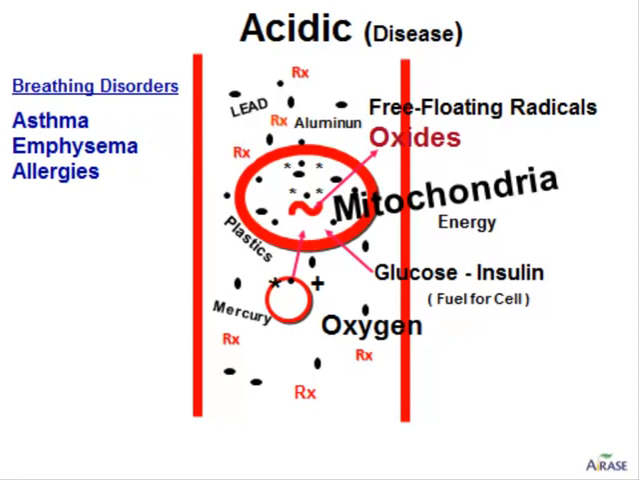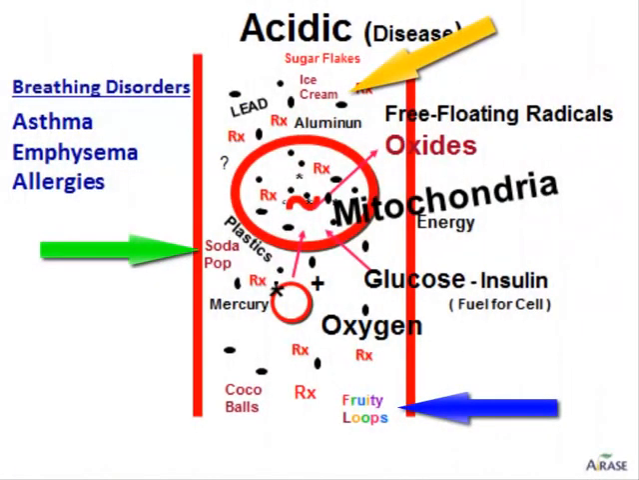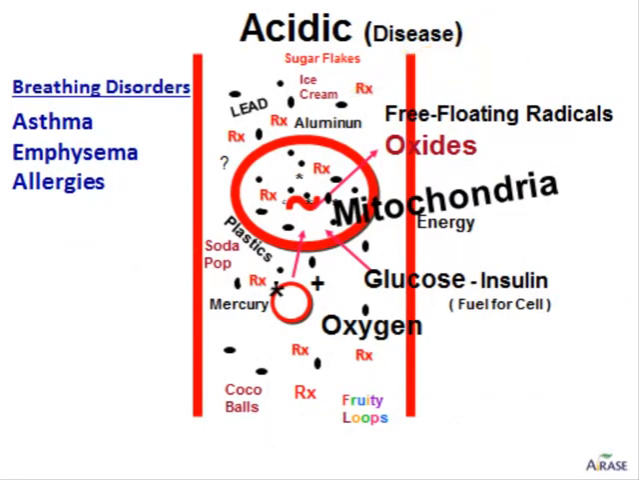But isn't little Johnny happy? In fact, he was so good at the doctor's office that Mama took Johnny to the grocery store and bought him sugar flakes, ice cream, soda pop, Cocoa Balls, Fruity Loops, and all kinds of tasty treats. Isn't Johnny happy? Ladies and gentlemen, this is our world today. We are constantly bombarded with advertising for all of these fortified, vitamin and fiber-rich products. But remember, the manufacturers do not have to tell us what is really in their product. So we keep piling up those free-floating radicals in our blood.